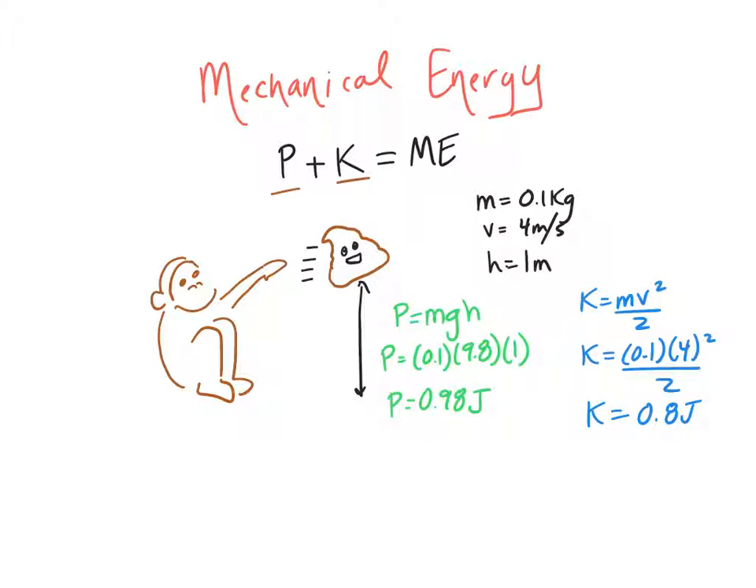So if we want to get the mechanical energy, it is potential plus kinetic. So mechanical energy is 0.98 plus 0.8 equals 1.78 joules. Yahtzee.